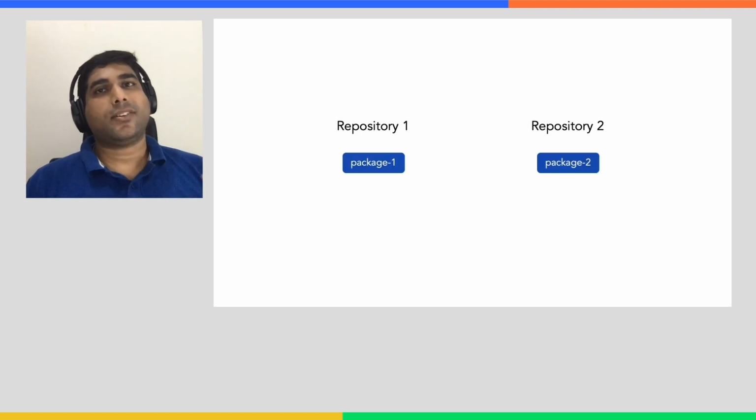Now let's map this concept onto a monorepo. Assume that we have two repositories with package one and package two.